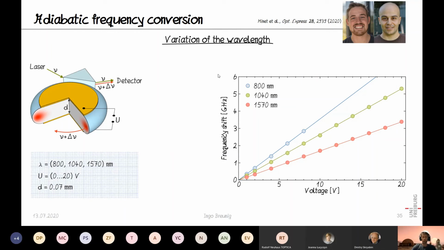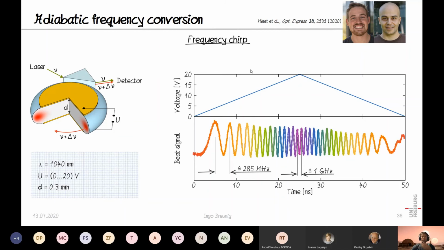Okay, and so how flexible the scheme is indicates the following measurement. During the decay time, say the decay time is of the order of, I don't know, 100 nanoseconds, we just ramped the voltage up to 20 volts, up to, I don't know, 25 nanoseconds, and then we ramped it down until 50 nanoseconds. And what you should observe here in the beat signal is kind of a chirp, right?